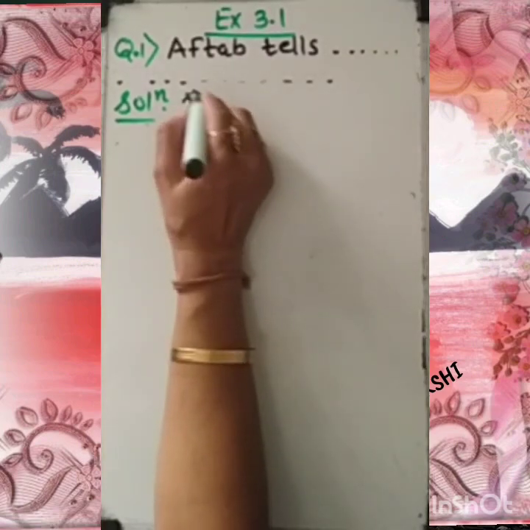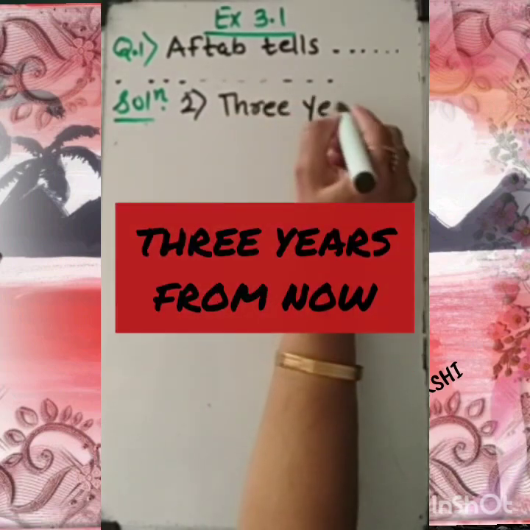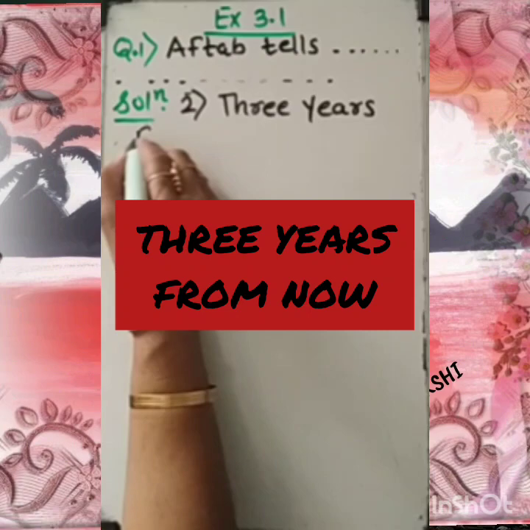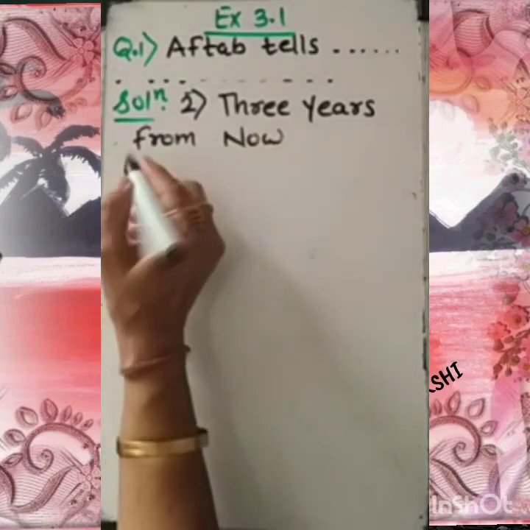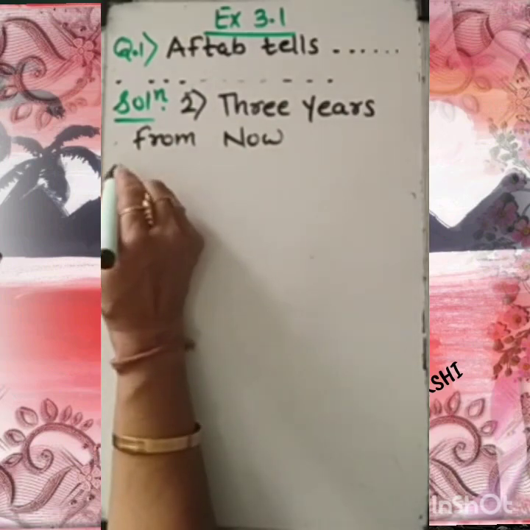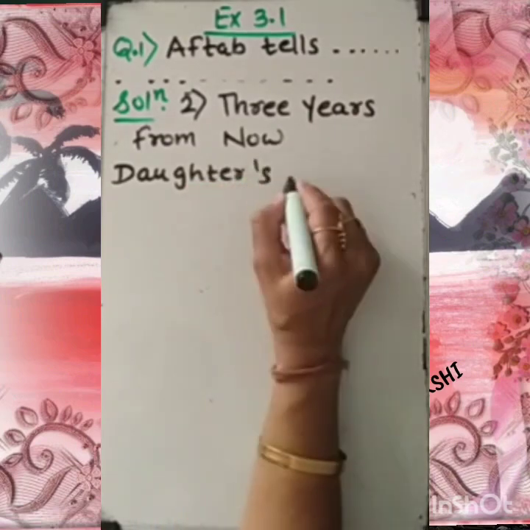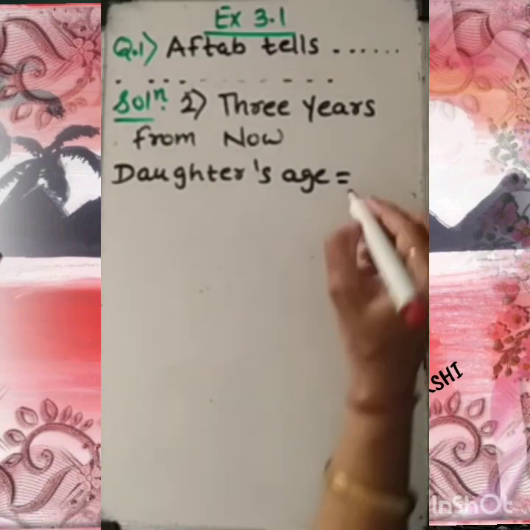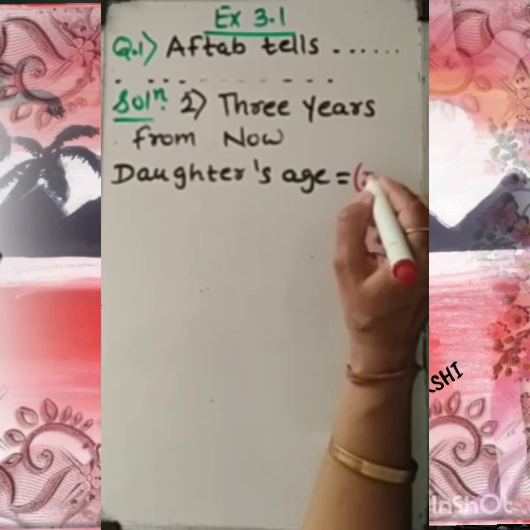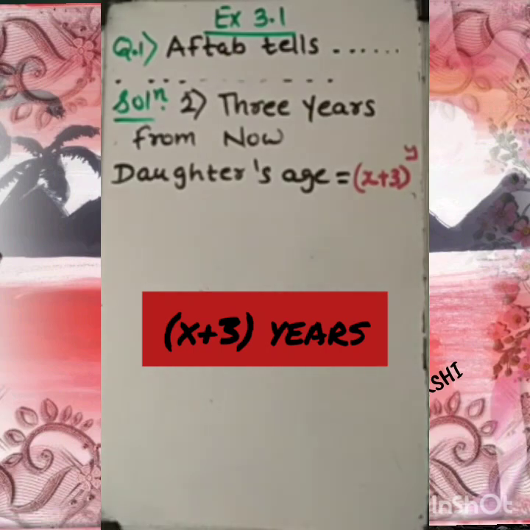Second case, 3 years from now. Let's work out 3 years from now. Fine. Now 3 years from now means in the future. Then at that time, what will be the daughter's age after 3 years? So of course it will be x plus 3 years. So I need to mention here it is x plus 3 years.